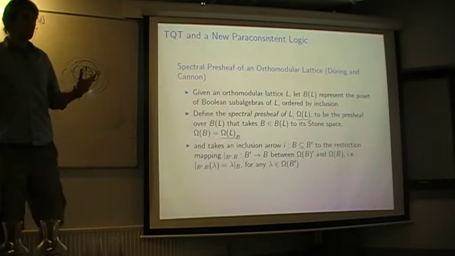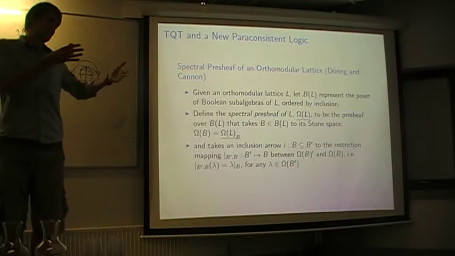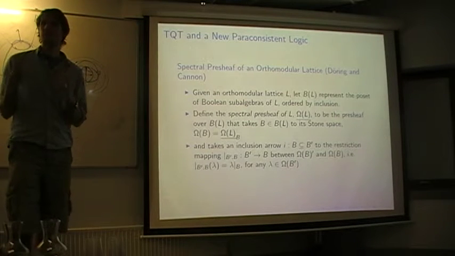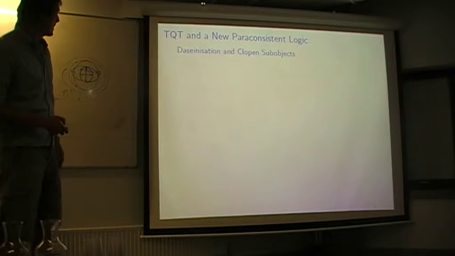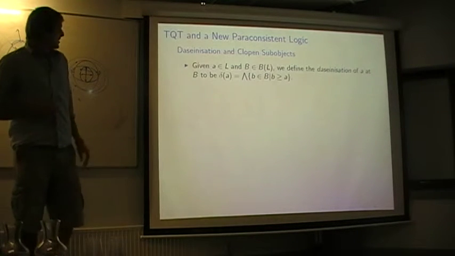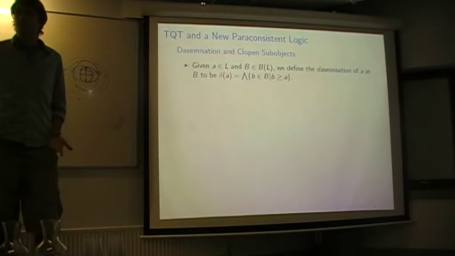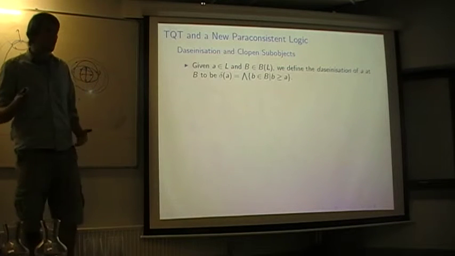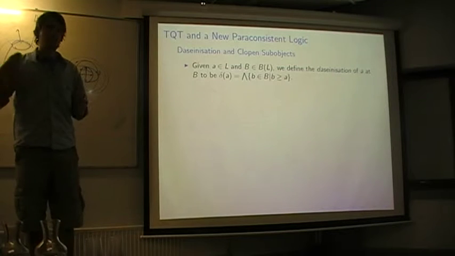And this is what's called the spectral presheaf. The idea is, in some sense, this is some kind of new state space, where each Stone space is the local state space for a particular classical perspective on the system, something like that. So then the next thing you can do is, if you have an element of L, so in our case this is going to be some projection operator A here, you can then define for any Boolean subalgebra the best approximation to A at that Boolean subalgebra.